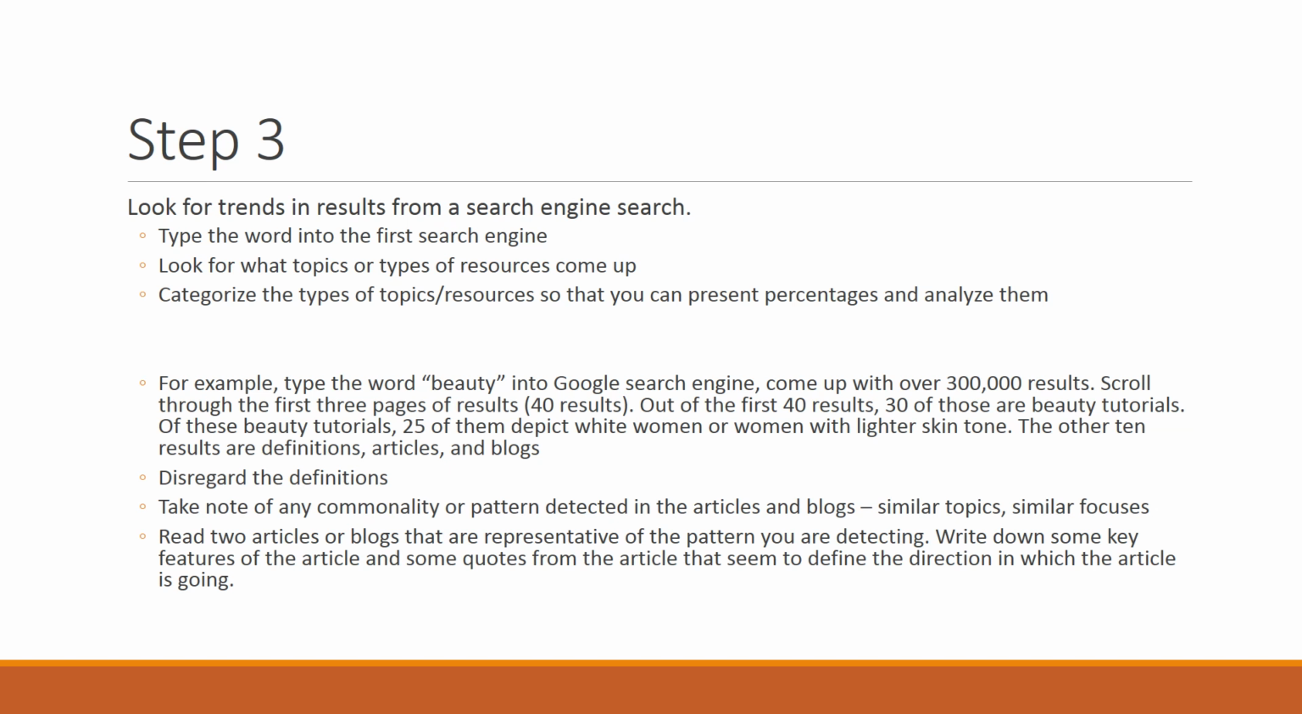For example, if I'm looking at beauty, I may see there are 300,000 results. I'm not going to look at all 300,000 results, but I'll scroll through the first 3 or 4 pages and get an idea of where it's going. So I may look at the first 40 or 50 results. Out of those, how many are beauty tutorials, how many are articles, how many are blogs, and how many of the beauty tutorials are depicting white women or women with lighter skin or young women or older women, and how many of the articles are related to a similar concept, or related to health or psychology. So you generalize and categorize what you're finding. You'll definitely want to make sure you take notes as you're looking at these.